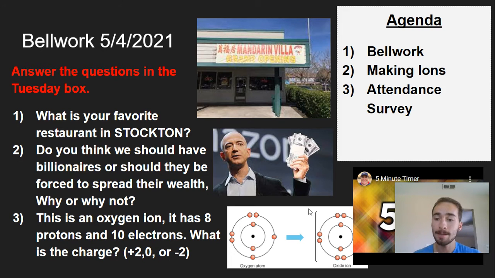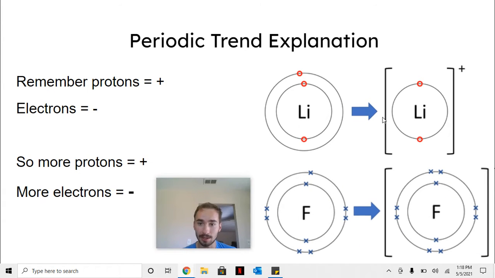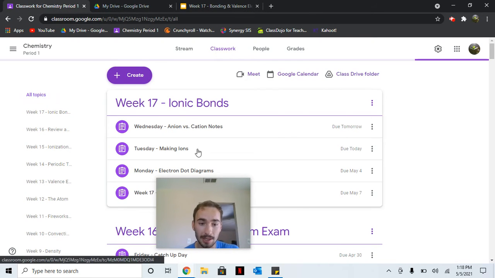Here are the questions for the day. Please pause the video and answer them now. And remember, protons are positive. The P is for positive, and electrons are negative. So if something has more protons than electrons, it'll be positive. If something has more electrons, it'll be negative. I just want you to remember that when you are doing Tuesday's assignment.